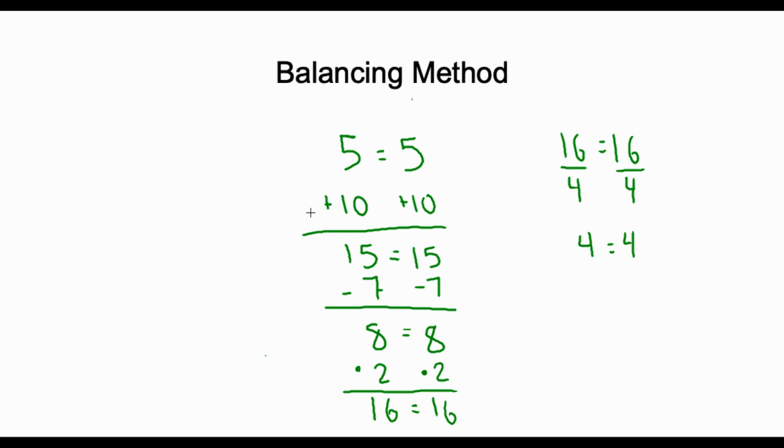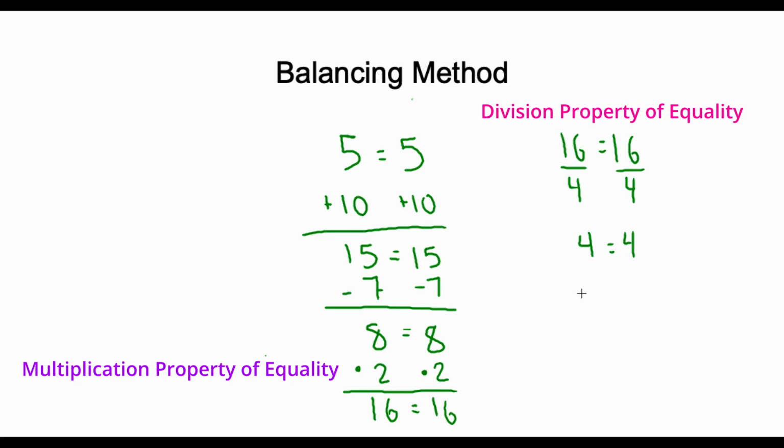Now, whenever you add a number to both sides, that move has a name. This is called the addition property of equality. When you subtract a number on both sides of the equation, that is known as the subtraction property of equality. When you multiply numbers on both sides of the equation, that's known as the multiplication property of equality. And as you can expect, when you divide both sides by a number, that's known as the division property of equality.